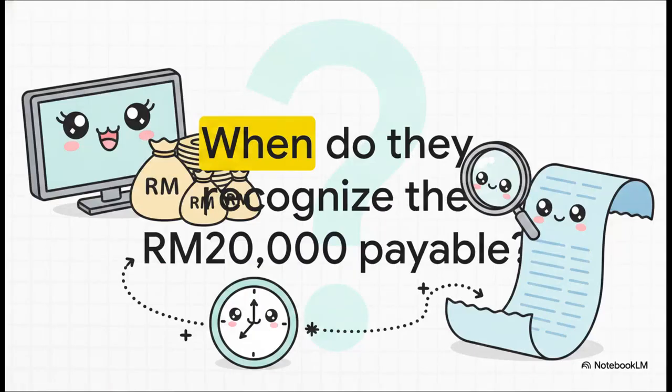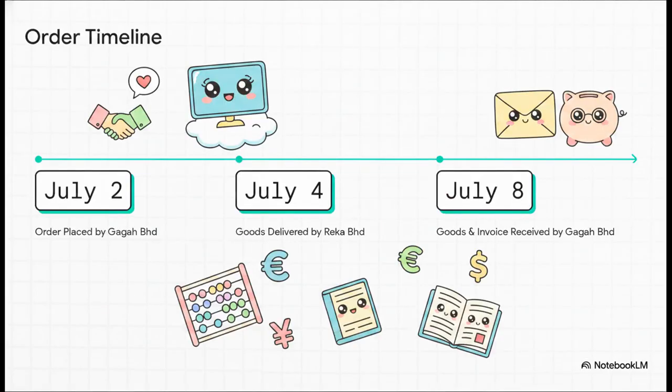Let's test this with a quick scenario to make sure it really sticks. Imagine Gaga BHD orders a massive 20,000 ringgit smart TV from a supplier named Reka BHD on credit. At what exact moment does that debt become real to an accountant? Let's check the timeline. Here's the sequence of events. On July 2nd, the order is placed. Then, on July 4th, the supplier ships the TV. Finally, on July 8th, Gaga BHD officially receives the smart TV along with the invoice at their office.